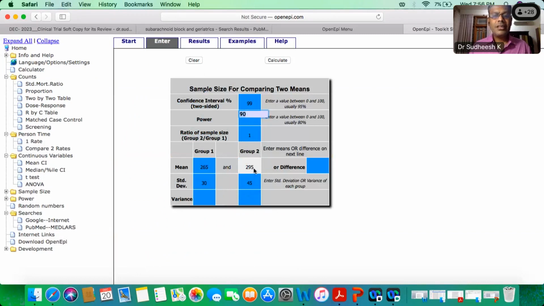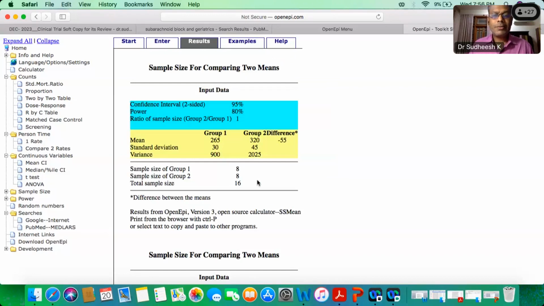Likewise, if I keep this as 95% and power at 80%, and I increase the effect size from 30 to 60 minutes, so therefore 260 plus 60, it becomes 320. So what happens? See, the sample size drastically reduced from 26 to 8. That means as you increase the effect size, your sample size will come down. As you decrease the effect size, your sample size will go up.